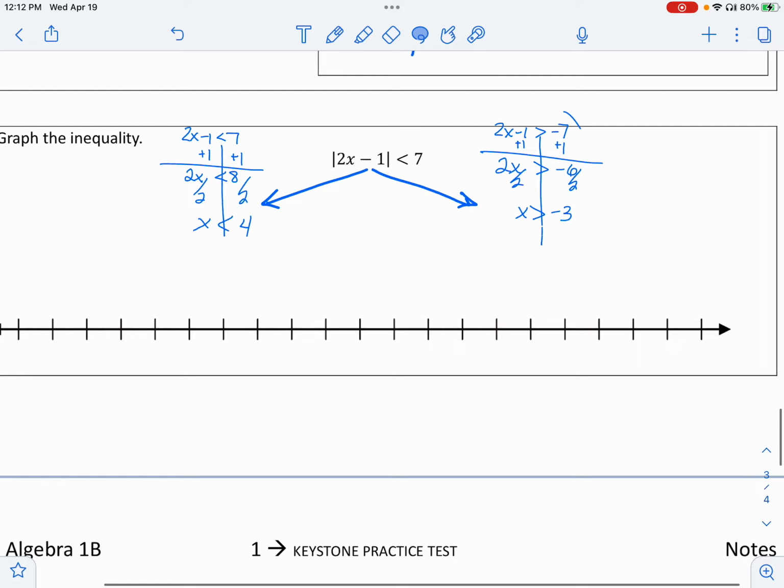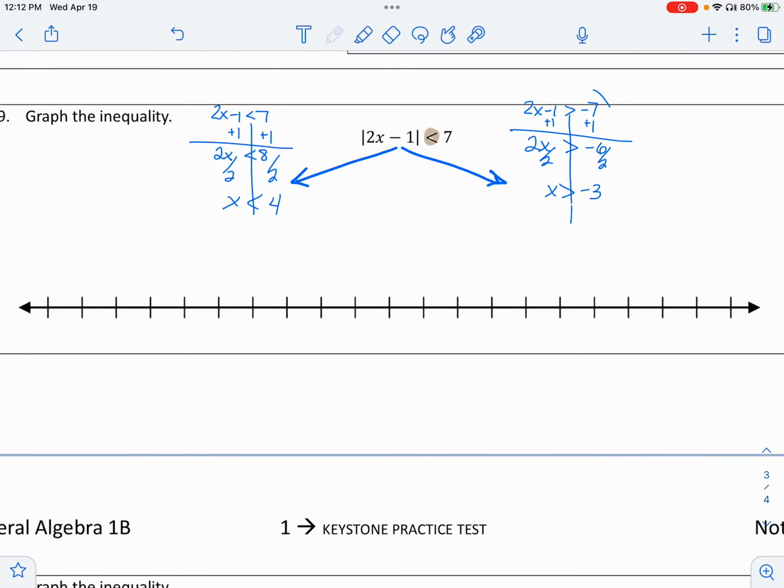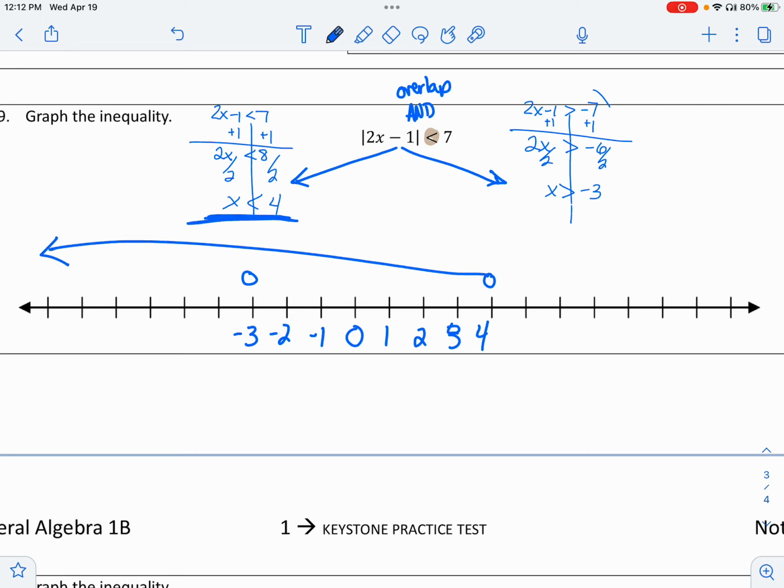All right. Now, this was an and problem, so I need to look for an overlap. So here is, let's just call this 0. 1, 2, 3, 4, -1, -2, -3. Both of them are open circles. Now let's see, this one says less than 4, so it goes this way. This one says greater than -3, so it goes this way. So the overlap is from here to here. And all the extra can go away. So your answer is that. So you're looking for overlap because it's an and.